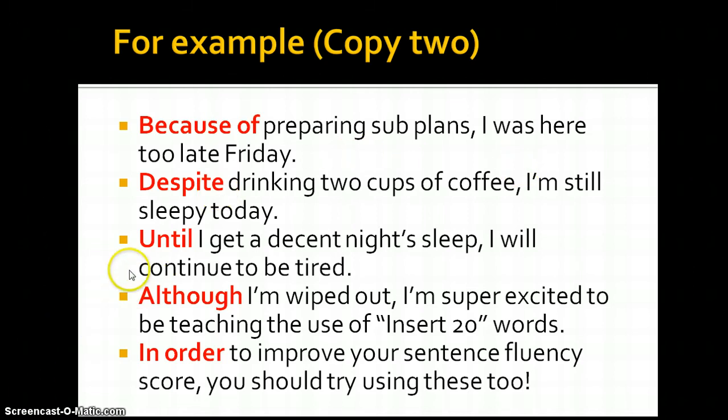Also notice the sentence order. They start with the insert 20, finish the phrase, and there's a comma. And then you have the independent clause, which is a sentence that could stand all by itself. I was here too late Friday. That could be a sentence all by itself. Because of preparing subplans, that could not be a sentence all by itself. So the first part that goes with the insert 20 is right before the comma. After the comma, you have the rest of the sentence that could stand on its own.